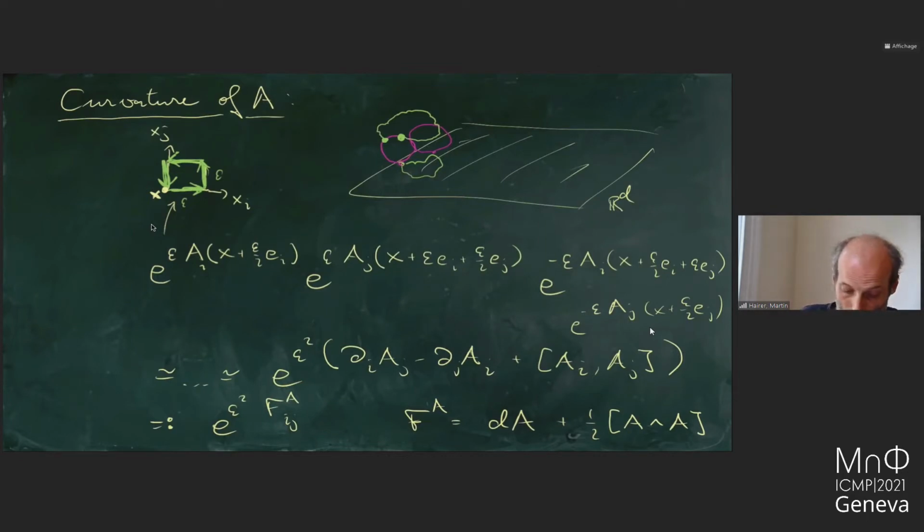So in the original example that I gave you, the one with electromagnetism, the structural group was just U1, which is abelian. And if the structural group is abelian, then this term here always drops, right?